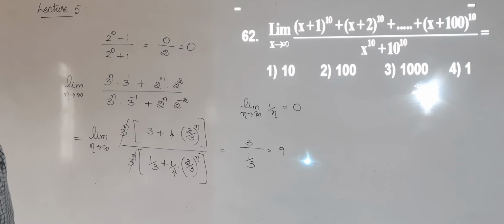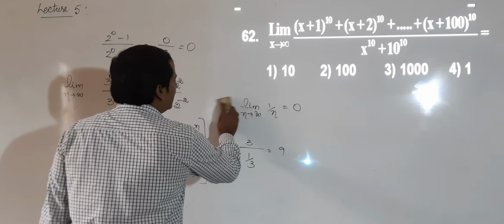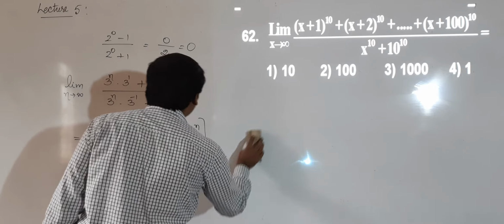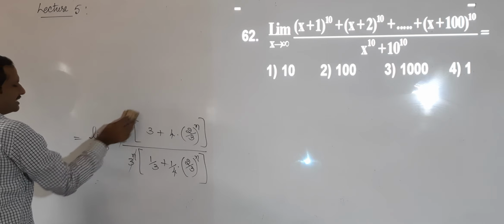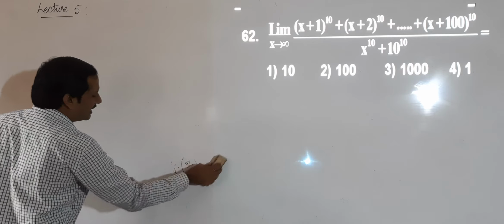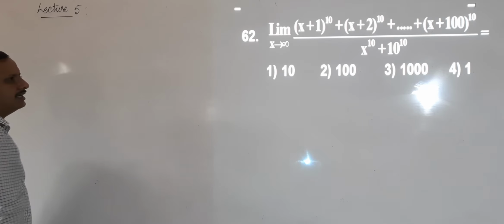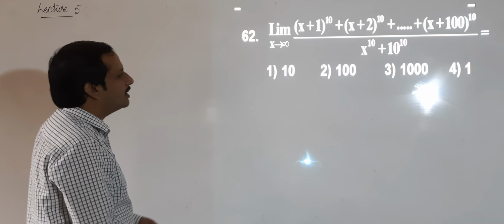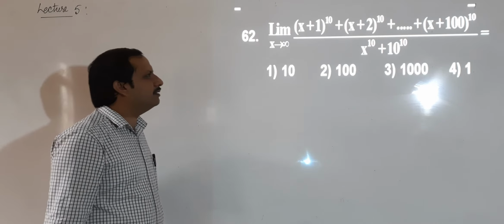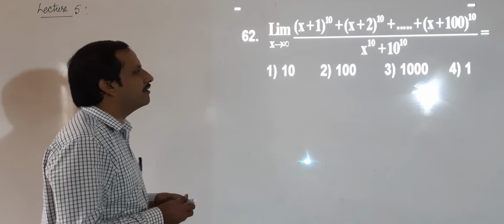Okay. 62nd question. Limit x tends to infinity, x plus 1 whole power 10 plus x plus 2 whole power 10 plus etc. till x plus 100 whole power 10 divided by x power 10 plus 10 power 10. Look at the numerator, x plus 1 whole power 10.